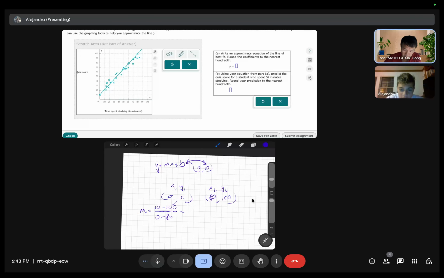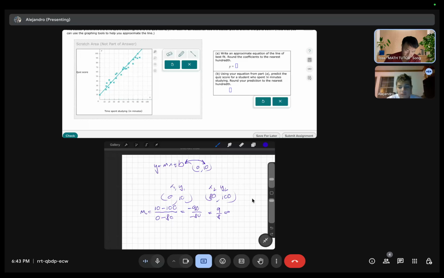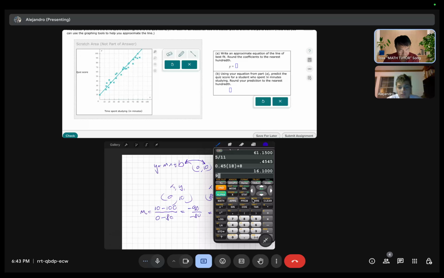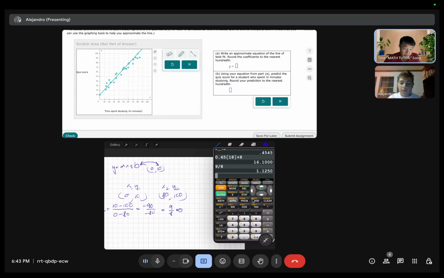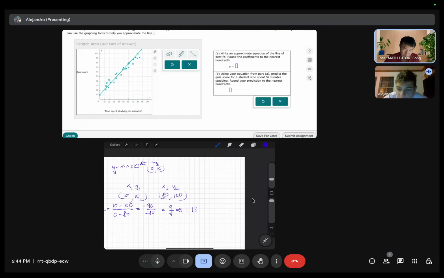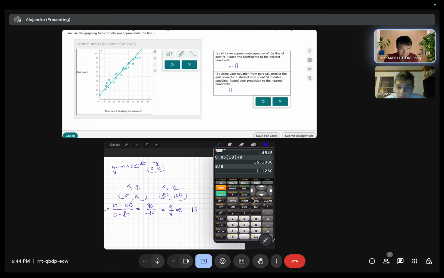That means, and it's increasing, so you're going to get two negatives here. So they cancel each other out. So it'll be negative 90 over negative 80, which is going to be positive 9 over 8 in the calculator. Let's see, 9 divided by 8. I'll round it to two decimal places. It'll be 1.13. Can you see that? Is that okay? So the m will be 1.13.